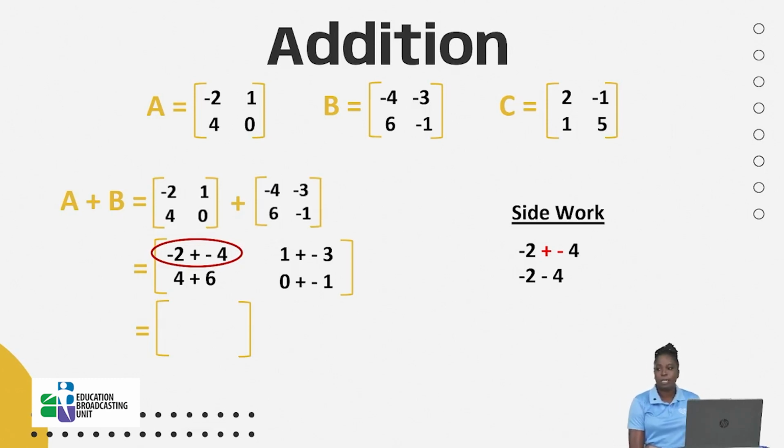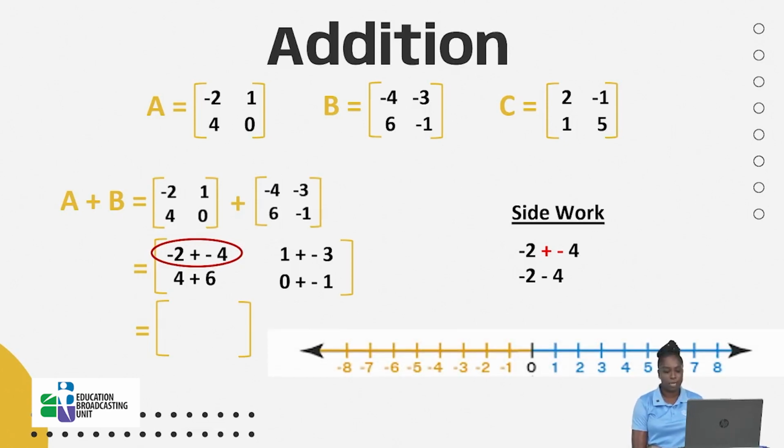Now, -2 minus 4, I'm going to utilize a number line to help us to do this calculation. If we have -2 minus 4, it simply means we are going to be starting on the number line at -2. And if we're going to minus 4, it means move to the left 4. So we're going to move to the left 4 places, and that takes us to -6. So -2 plus -4 is equal to -6.